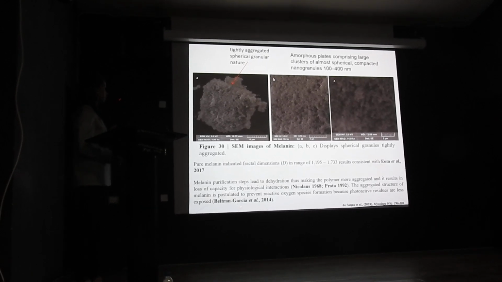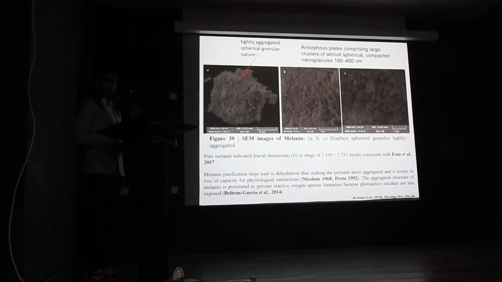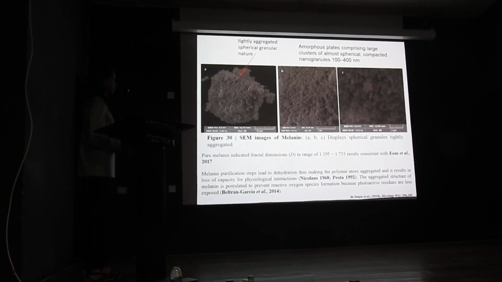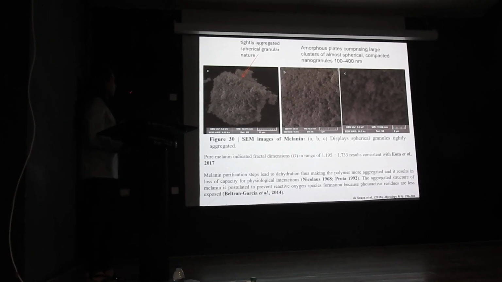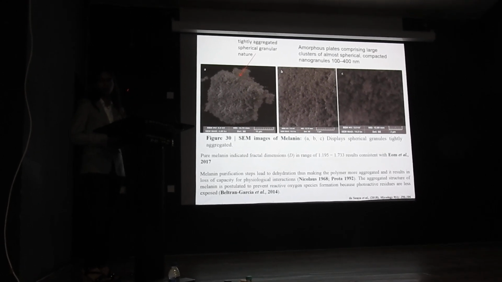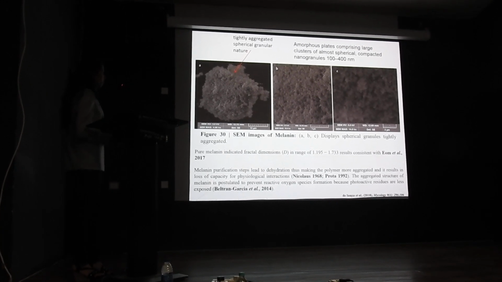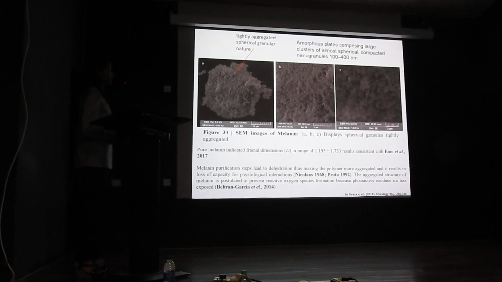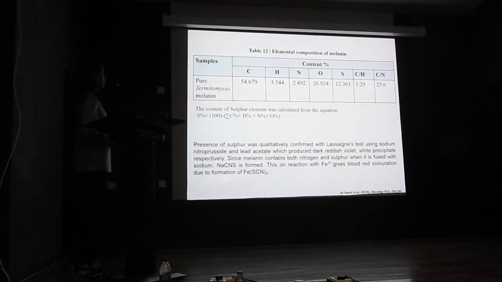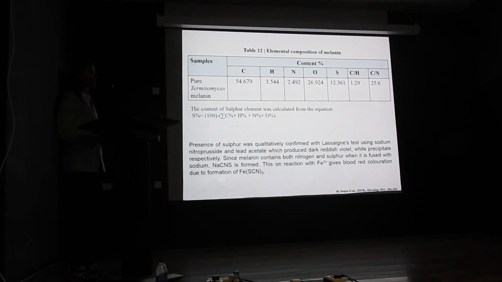Previously, Beltran-Garcia et al. in 2014 reported that the size of nanogranules of melanin ranges from 100 to 300 nanometers. So this also falls in the range, and the size of the melanin particles increases in the hyphal cell wall, known to give more stability to the hyphal cell. Then the fractal dimensions studied were consistent with the result of Om et al. 2017. The elemental analysis was done to indicate the composition of the melanin.